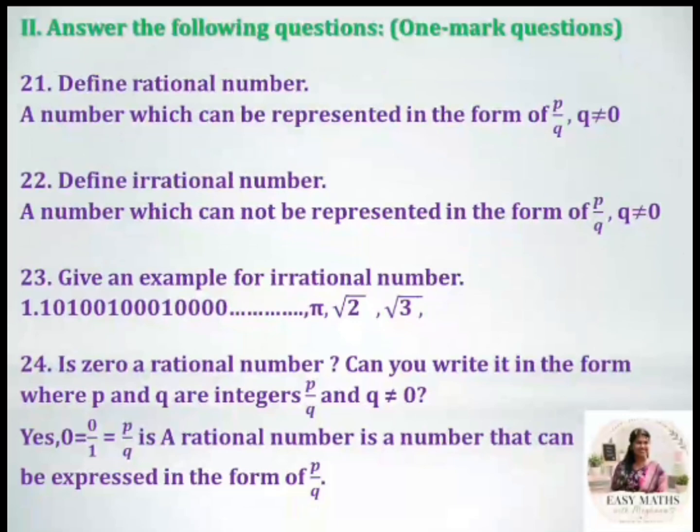Question number 24. Is 0 a rational number? Can you write it in the form p by q, where p and q are integers and q is not equal to 0? Student, this question is already given in your textbook in the exercise problems. You can check it. So yes, 0 is a rational number because 0 can be represented in the form of p by q. You can write 0 as 0 by 1, 0 by 2, 0 by 3. A rational number is a number that can be expressed in the form of p by q. Therefore, of course, 0 is a rational number.